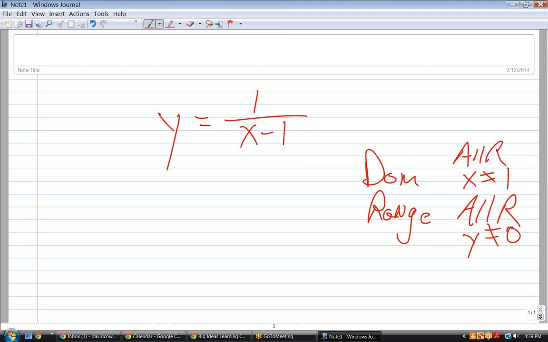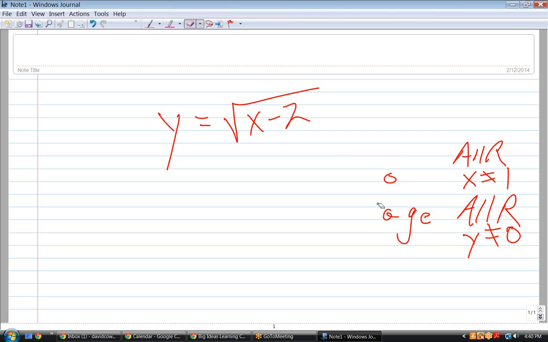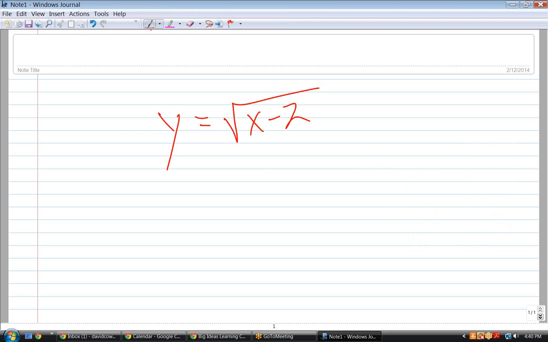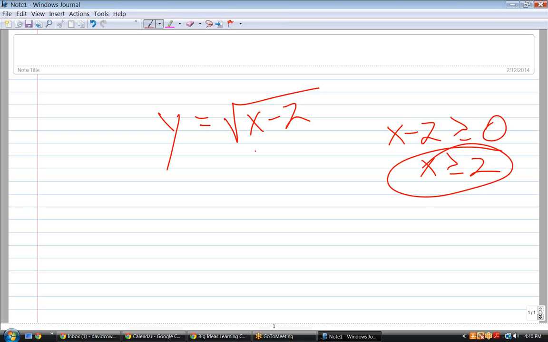And then one other example would be if I said y is equal to the square root of x minus 2. To figure out the domain, I would take everything that's under the radical sign and say x minus 2 has to be greater than or equal to 0. Right? Which makes x has to be greater than or equal to 2. So that's the domain for this function.